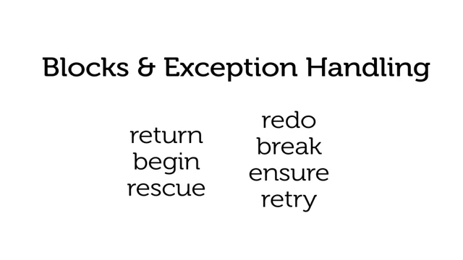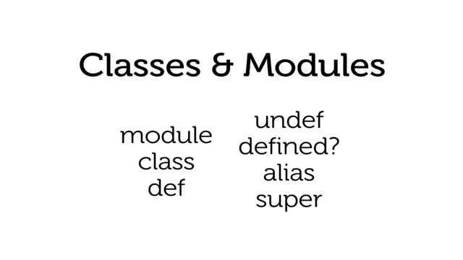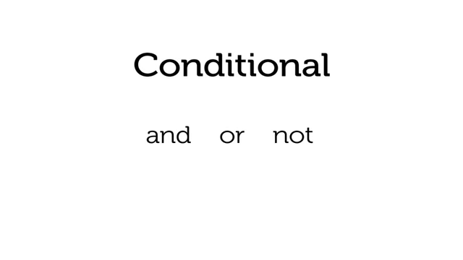There are reserved words that deal with blocks and exception handling. These include return, begin, rescue, redo, break, ensure, and retry. We also have reserved words that deal with classes and modules. These include module, class, def, undef, defined, alias, and super. Conditional reserved words include and, or, and not.